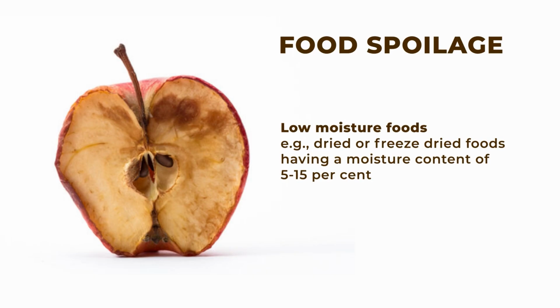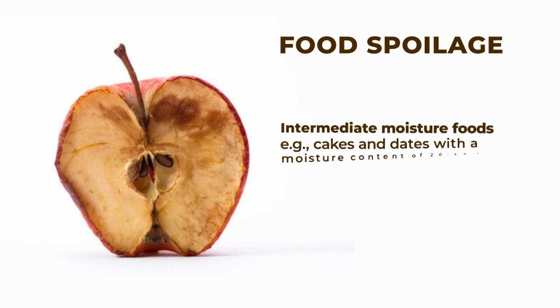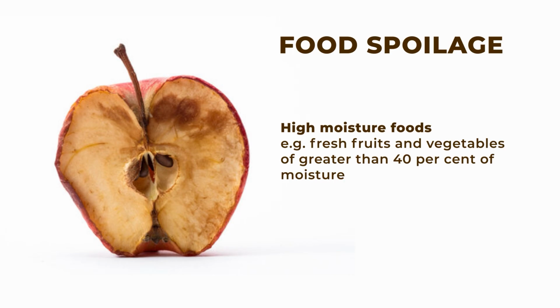Now, we will classify on the basis of moisture and water activity. The low moisture foods are in the range of 5 to 15%, dried and freeze dried, so they have a longer shelf life. Intermediate moisture foods, with 20 to 40%, like cakes and dates, have some shelf life, better than the low moisture. And high moisture foods have moisture of more than 40%, like fresh fruits and vegetables, and they are easily spoilable.